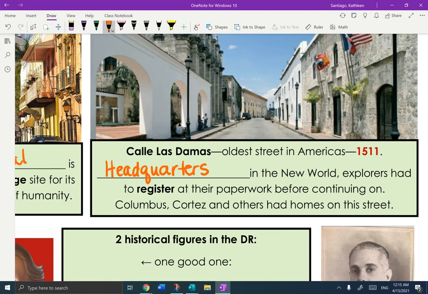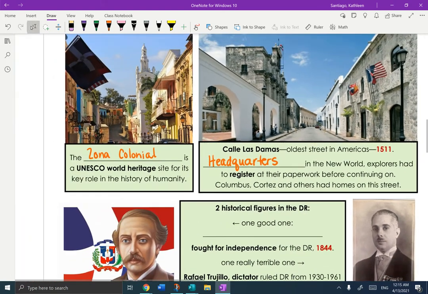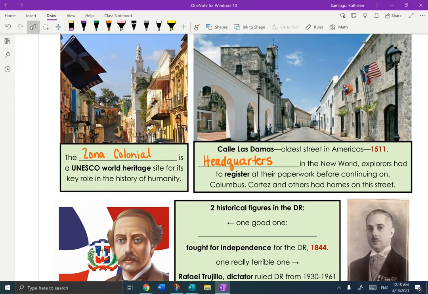Explorers that were exploring the Caribbean or the New World had to register their paperwork here before continuing on in the New World. So on this street, Christopher Columbus, Bartholomew Columbus, Hernan Cortez, and other explorers actually had residence and homes because they were traveling in the area. Gives me chills just to think about it. When Mrs. Santiago went to the Dominican Republic, this was one of the places that she had to visit.